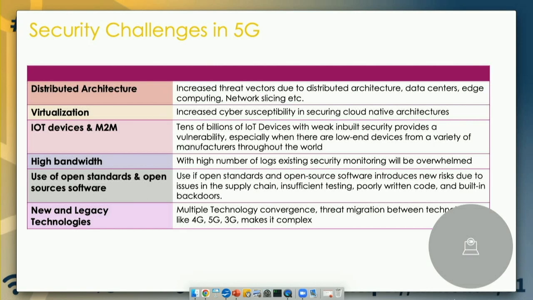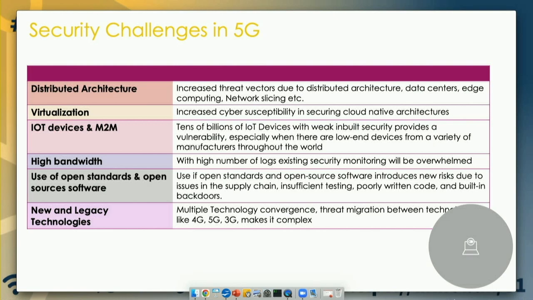The next is the high bandwidth and the high number of devices. With high bandwidth and the huge number of devices, security monitoring becomes overwhelmed and equally complex. The next one will be use of open standards and open source software. Use of open standards and open source software introduces new risks due to issues in the supply chain: insufficient testing, poorly written code, and built-in backdoors.